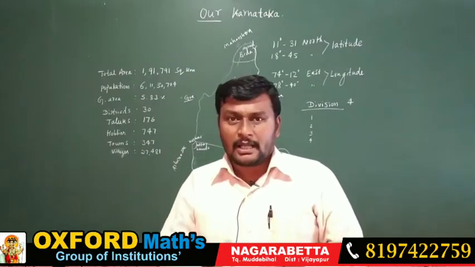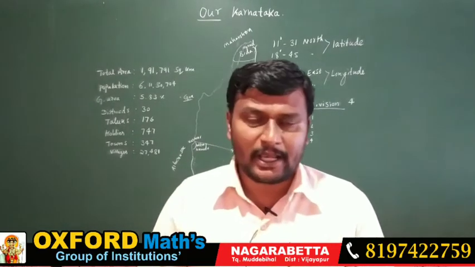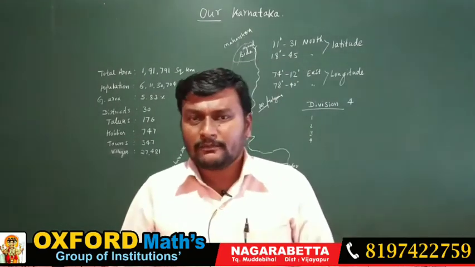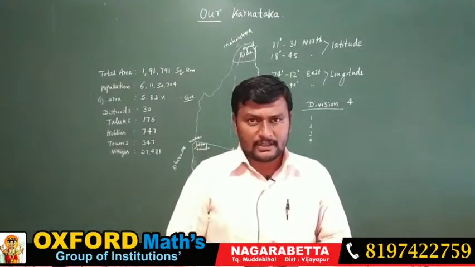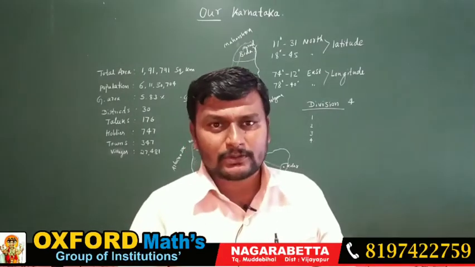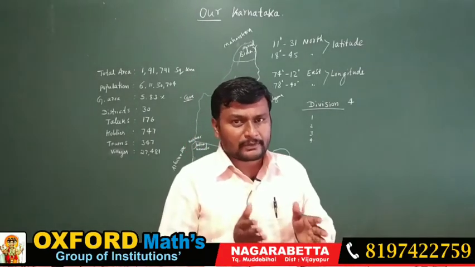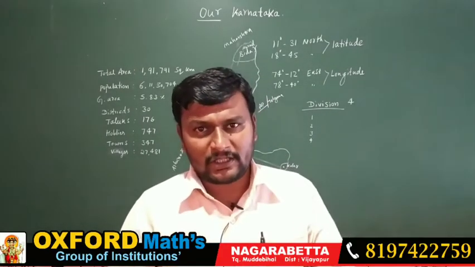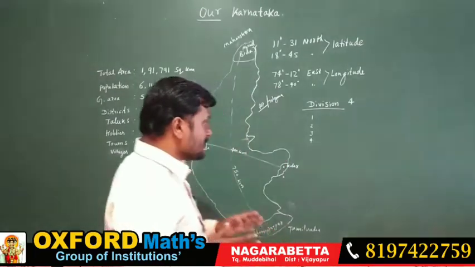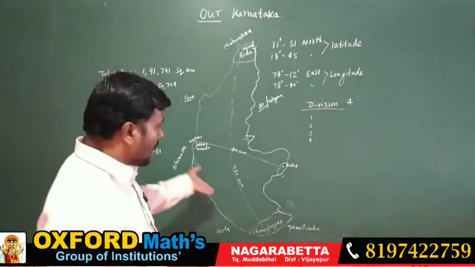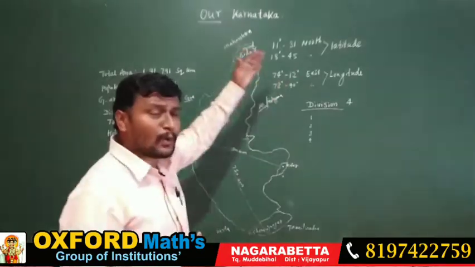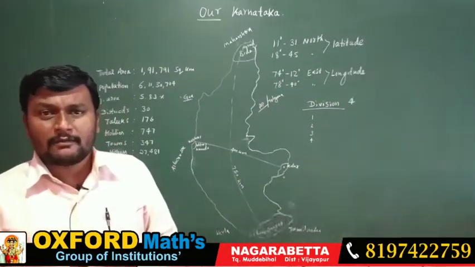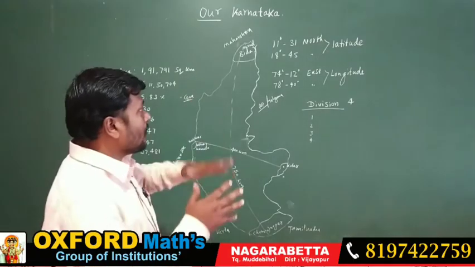Karnataka has land border frontiers and also water border frontiers. So which are the water border frontiers? Karnataka also shares one water body. Which sea is there for Karnataka? The Arabian Sea is in the west part, and it is also bounded by land frontiers, meaning land borders.